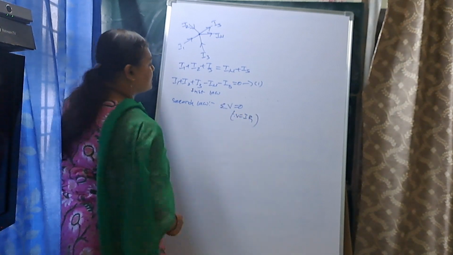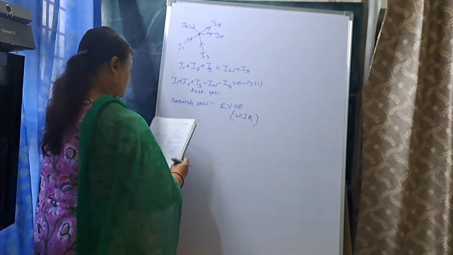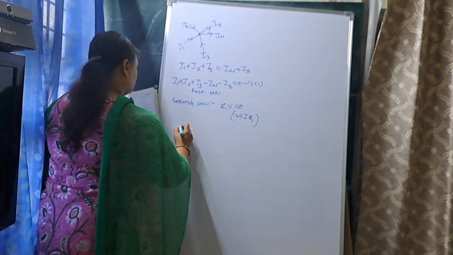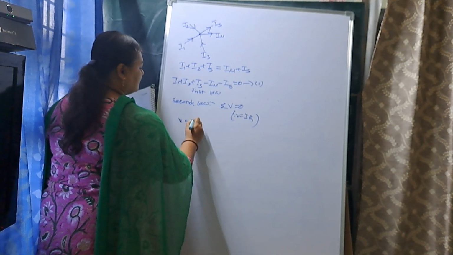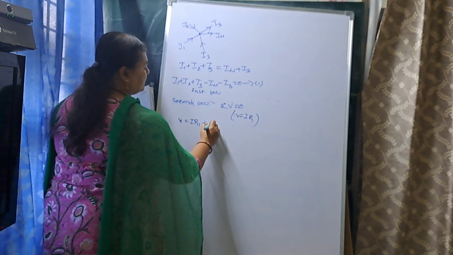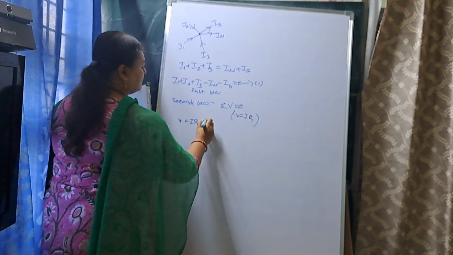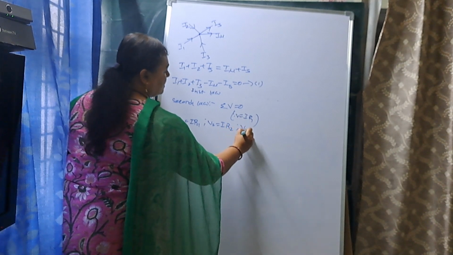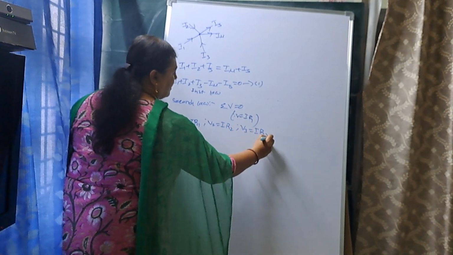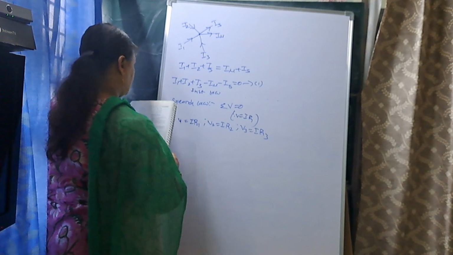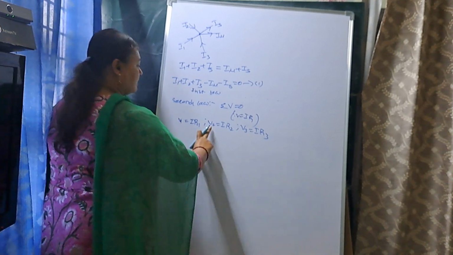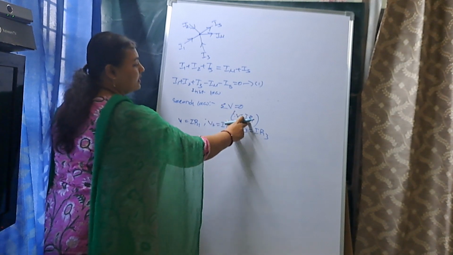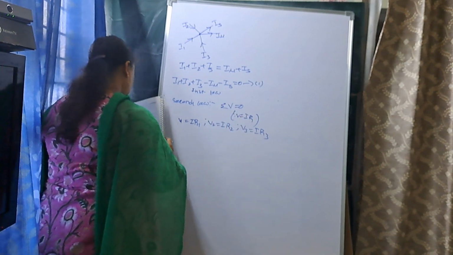Now substitute here. When we substitute, V1 equal to IR1, V2 equal to IR2, V3 equal to IR3. So here, as per Ohm's law, we can write V equal to IR. Now let us see.